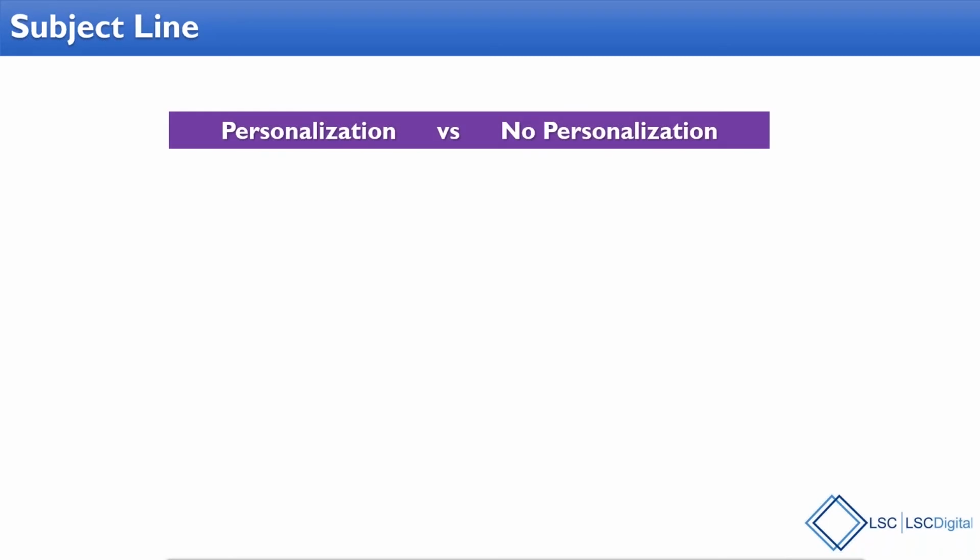So let's talk about subject lines a little bit. There are different types of subject lines you can do. First off, personalization versus not personalized. Typically, personalization does work. But by personalization, I don't mean just name, even though that's the example I use. That could be job title.